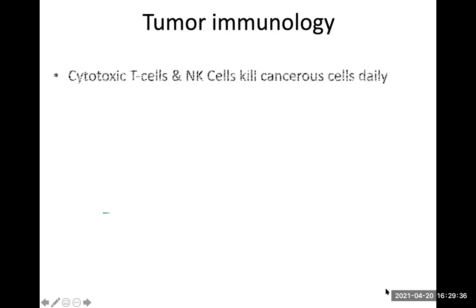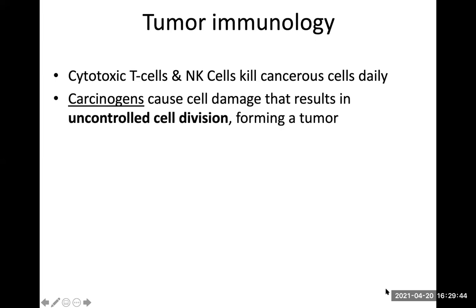Okay, so tumors, you know, you have cytotoxic T cells and you have natural killer cells, and these both can kill cancerous cells. You know that there's lots of different things that can cause cell damage that results in the formation of a tumor, and that would be called a carcinogen. So if a chemical can cause damage leading to uncontrolled cell division, it's a carcinogen.